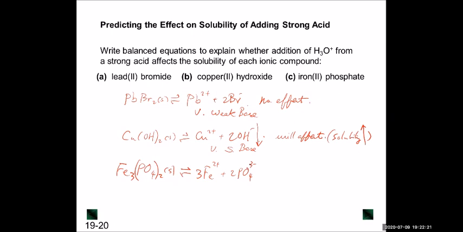Okay, so this iron doesn't react with acid because it has a positive charge. It doesn't react with the positively charged hydronium. But this one comes from a very weak acid, the hydrogen phosphate. So this is a fairly strong base.